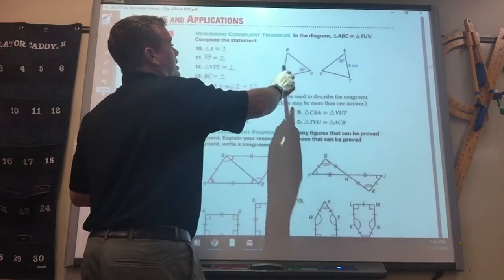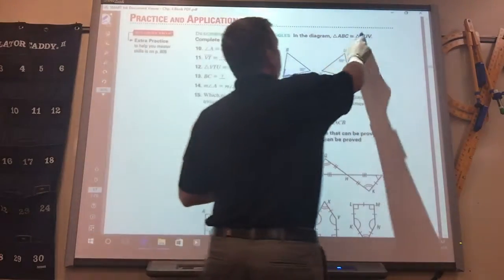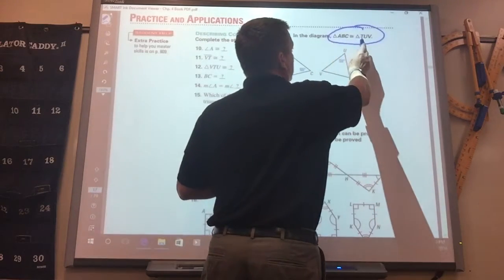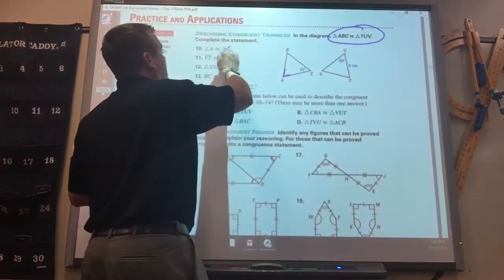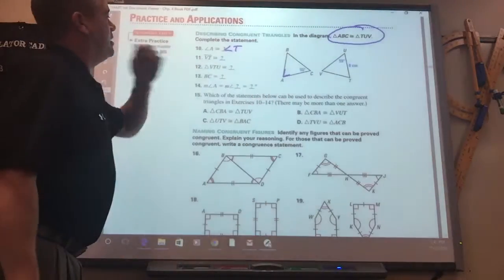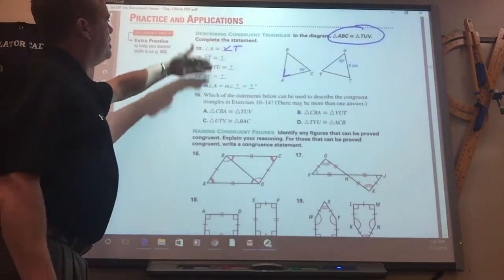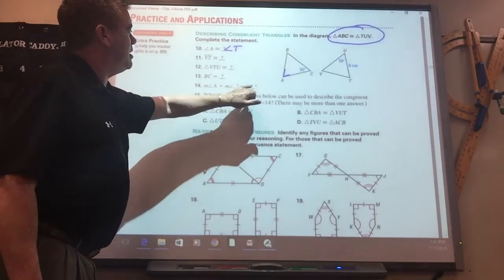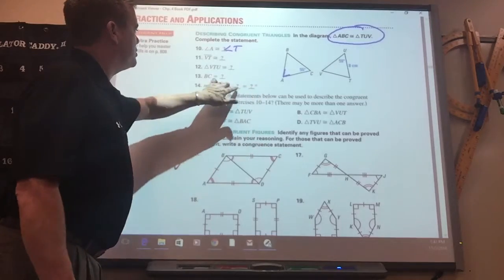Now, you don't even really need the pictures to find out what angle it is. You can look at the congruent statement. Since A is first, T is first. So this is angle T, and make sure you label it angle. So that's what you do for these. The only one you got to actually find a measure is, first you say what angle it is here, and then you put how many degrees those two angles are.